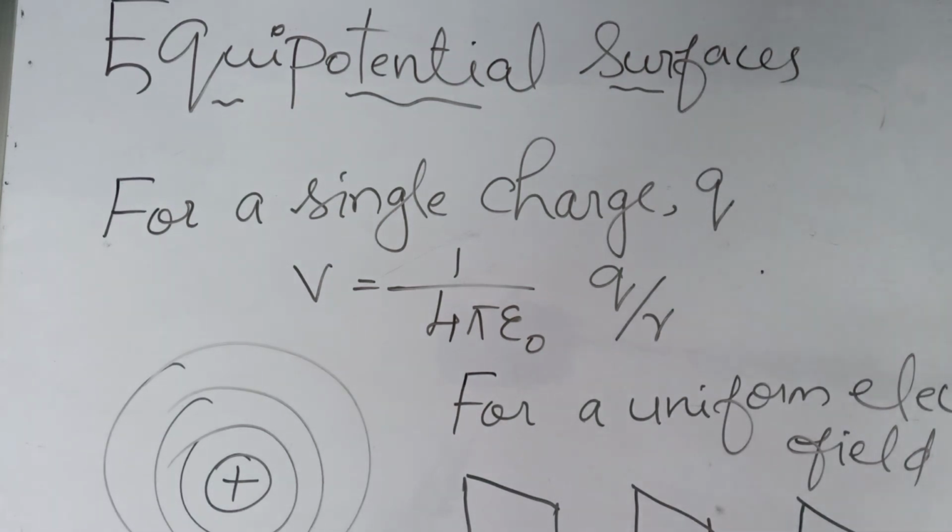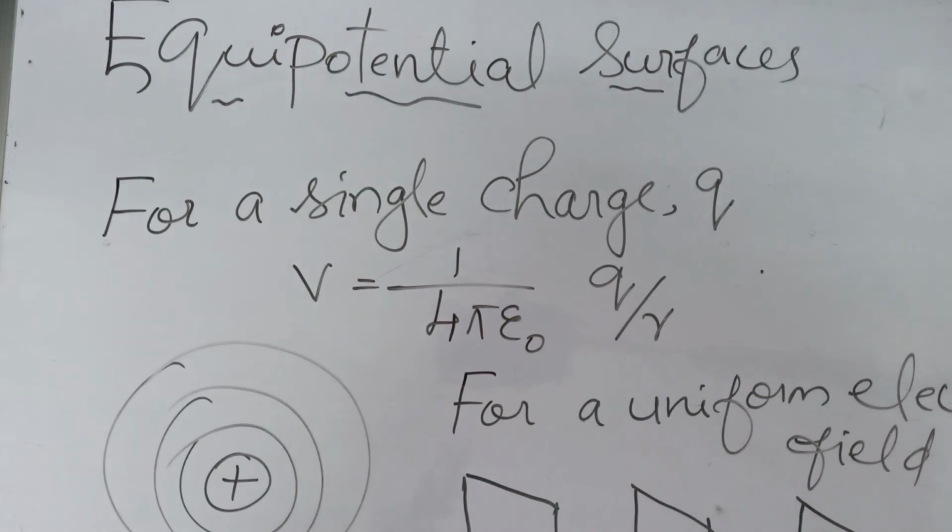So what are the properties of an equipotential surface? If we take an equipotential surface, there will be no potential difference between any two points on it, because all the potentials are the same. So no work is required to move a test charge on the surface. That means if we take any two points on the same surface, the potential will be the same, so it is not necessary to do any work to move a test charge from one point to another.